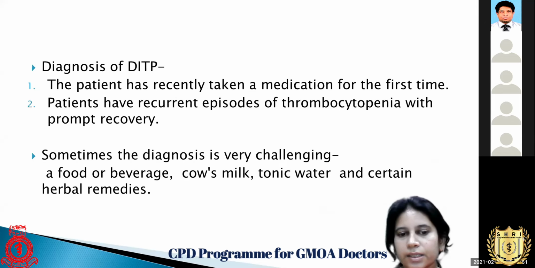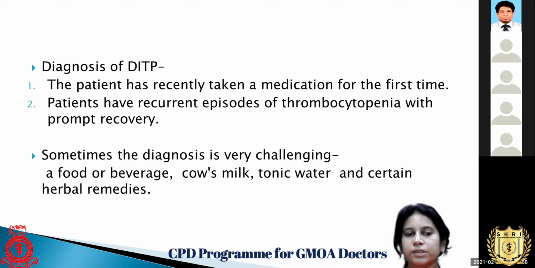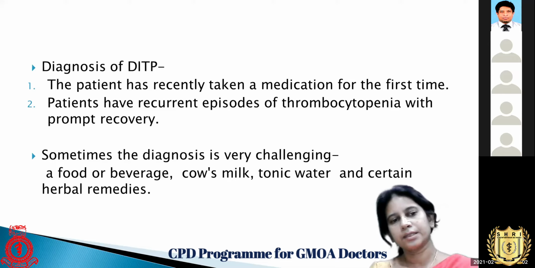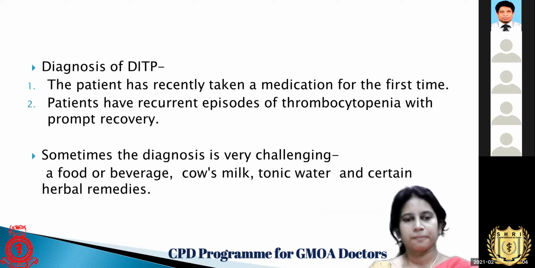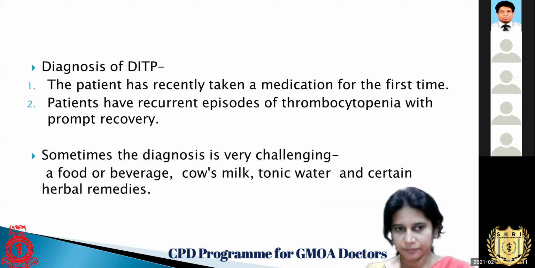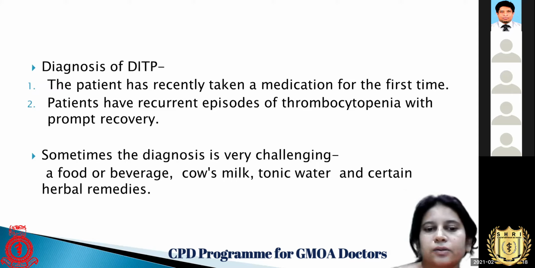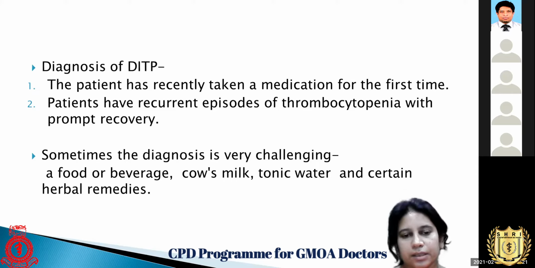The thing is, it's very challenging to diagnose drug-induced thrombocytopenia because some foods and beverages, cow's milk, tonic water, and certain herbal remedies can cause thrombocytopenia, not only drugs. So keep that in mind. If it is drug-induced thrombocytopenia, they will recover in 2 to 3 weeks or months. ITP, they will not recover. You need treatment.